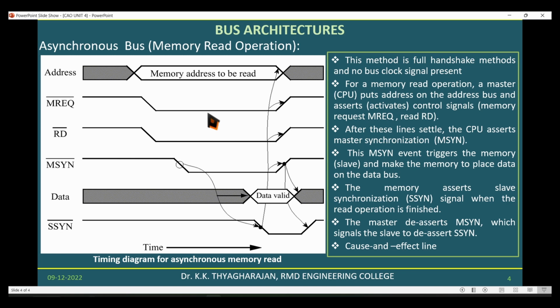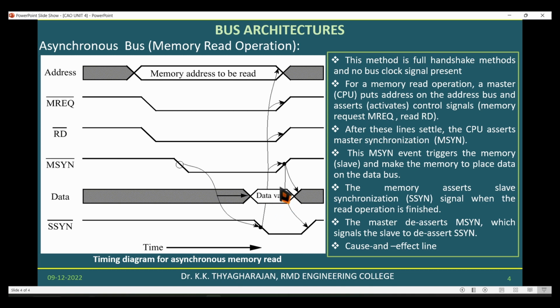Activating is also called asserting. So when the memory request signal is asserted, it will go to low level. Normally it will be high. Similarly, read bar is also indicating an active low signal. And we have the master synchronizing signal which will be activated after placing the memory request and read signals. Now, this master synchronizing signal will make the memory put the data on the data bus.